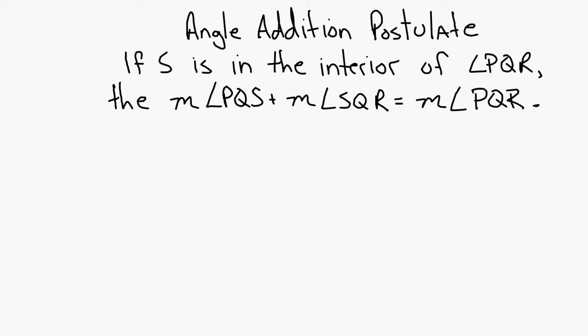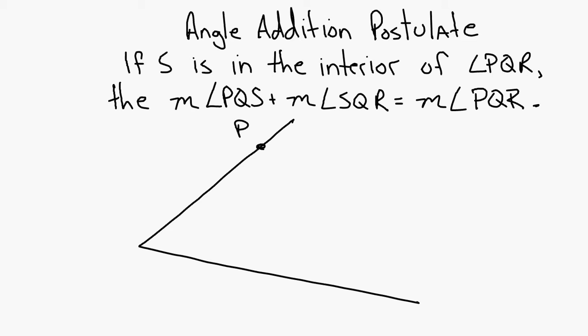And then we'll draw a picture of it, and it'll make way more sense. So let's draw a picture of S being in the interior of angle PQR. So we would need PQR. There's P, Q, R. Vertex is always in the middle of the description. If we put S in the interior of that angle, you can put S anywhere in here you want.